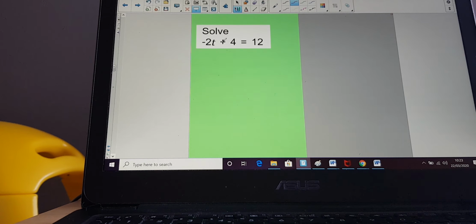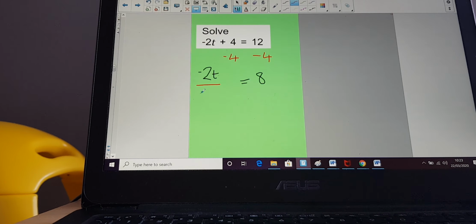So we've got negative t is being multiplied by negative 2, then I add 4. So we're following BIDMAS. Last thing we said was add 4, so I'm going to subtract 4 on one side, subtract 4 on the other. That's going to leave me with minus 2t. These now cancel, equals 12 take away 4 is 8.